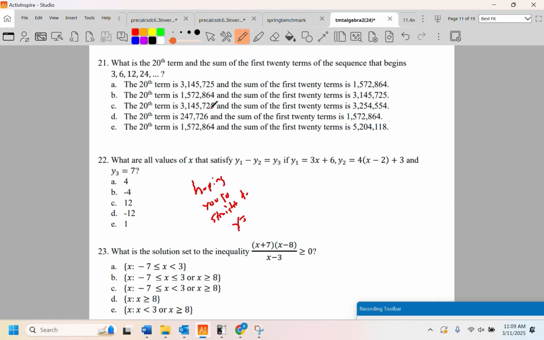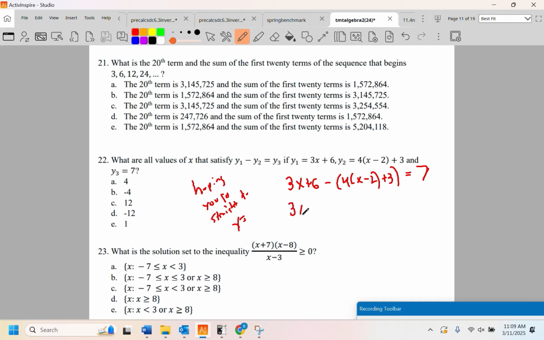let's just set this thing up like it's y1 minus y2. 3x plus 6 minus y2, which is 4 times x minus 2 plus 3. Okay? And then it equals 7. I really hope they're thinking you'll go straight to y equals and just put y1, y2, and y3 and etc. in. And I'm sure that's an answer in there, but it's not how it's done. All right?